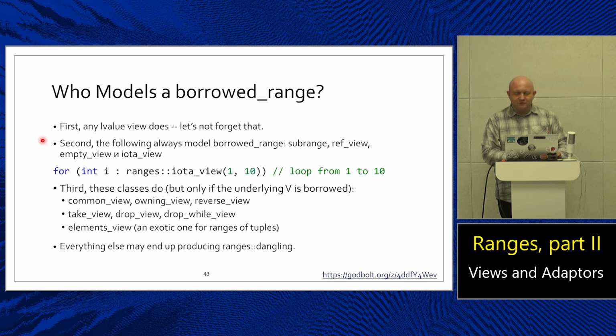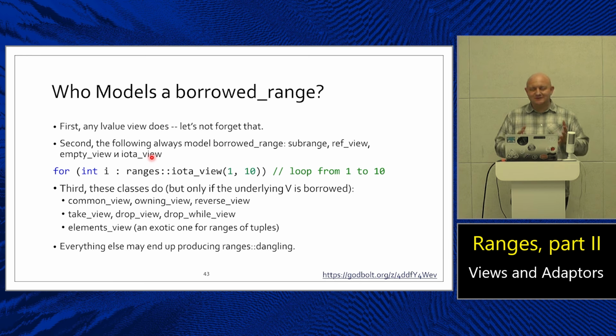Next, there are several ranges and views which always model borrowed range, no matter what is underneath. These are ref view, subrange, empty view, and iota view. No matter what is underneath subrange or ref view, they are independent of details. Subrange does not store a pointer to the subrange in iterators over the subrange. Yes, iterators over subrange are iterators over the underlying range. It doesn't matter what they wrap, they just never dangle.